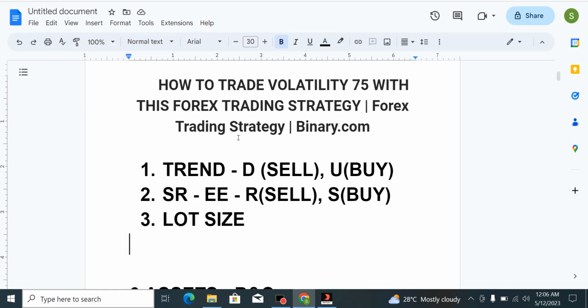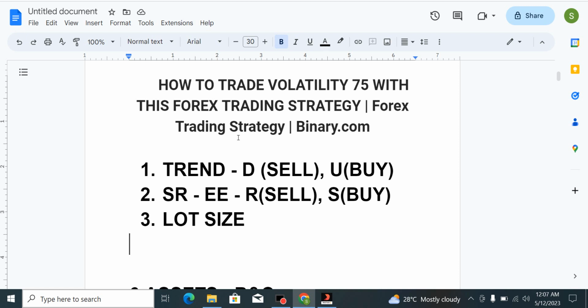So like I said earlier on, we'll be checking out how we can trade Volatility 75 and make a good amount of profit. You can be making up to $8,000 with this strategy. It's so unique. I'm going to show you how to go about it.